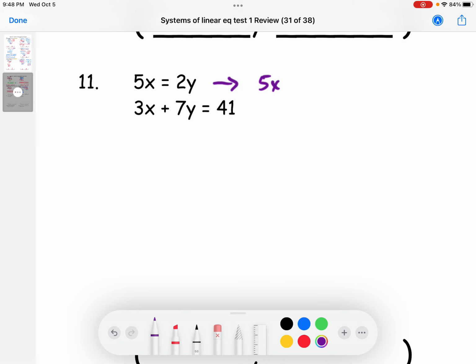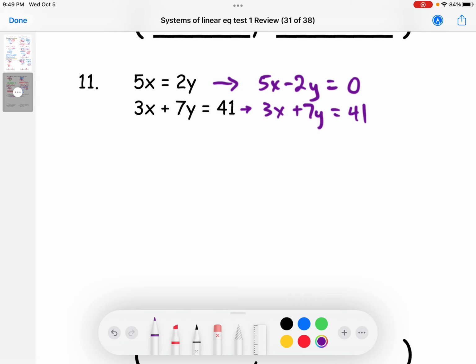Instead of 5x equals something, it becomes 5x minus 2y equals, well, on the right side, when we subtract 2y, that leaves us with nothing. So it just equals 0. On the other equation, I'm not going to modify, I'm just going to rewrite over here: 3x plus 7y equals 41.